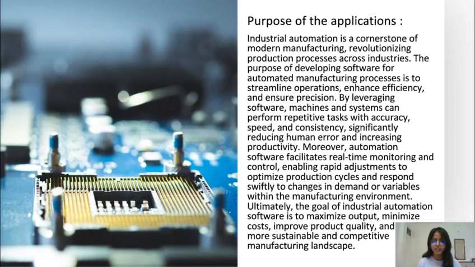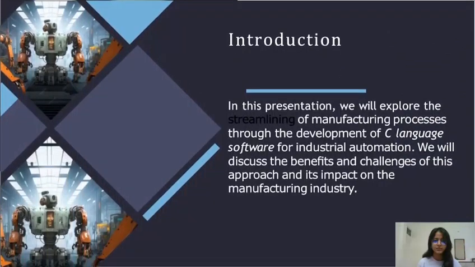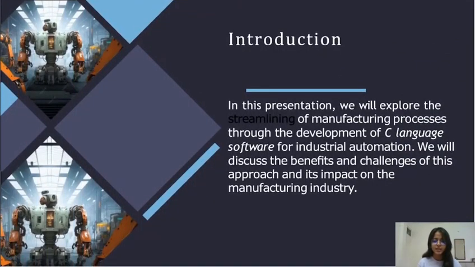Ultimately, the goal of industrial automation software is to maximize output, minimize cost, improve product quality, and create a more sustainable and competitive manufacturing landscape. Introduction. In this presentation, we will explore the streamlining of manufacturing process through the development of C language software for industrial automation. We will discuss the benefits and challenges of this approach and its impact on the manufacturing industry.